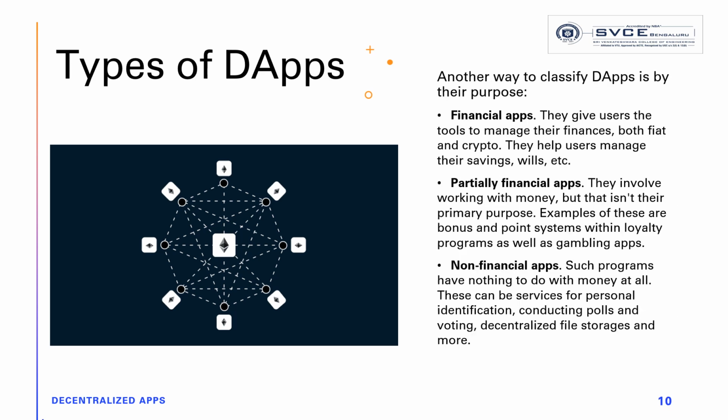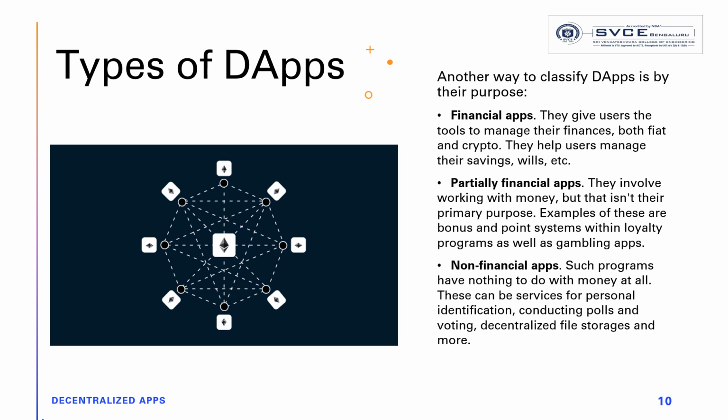There's another way to classify decentralized applications, which is by their purpose. There are three major purposes: financial, partially financial, and non-financial. Let's talk about financial apps. They give users the tools to manage their finances, both fiat and crypto. They help users manage their savings, wills, and many more things.